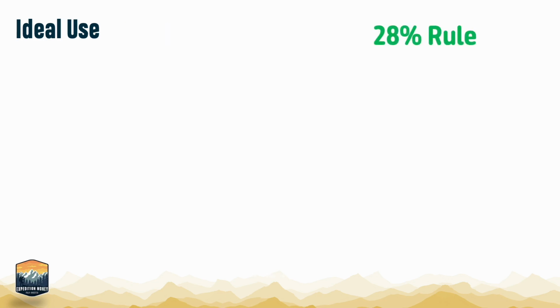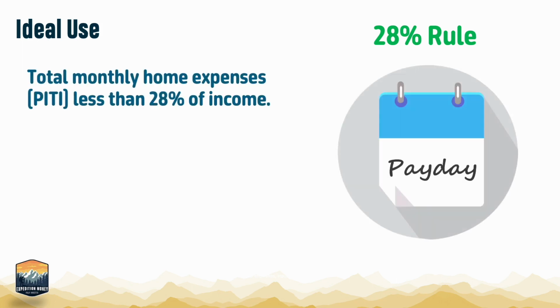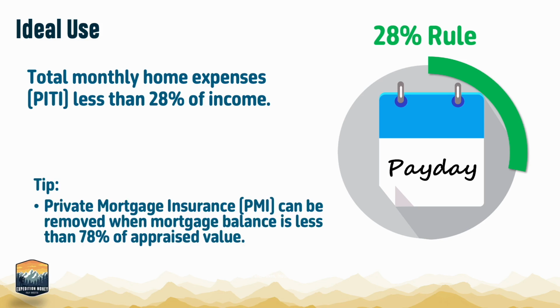And here's a rule of thumb that might help you avoid mortgage problems, the 28% rule. Ideally, your monthly home expenses, including mortgage payment, taxes, and insurance, should be less than 28% of your monthly income. And a quick tip, you don't need to pay private mortgage insurance, PMI, once your mortgage balance is less than 78% of your appraised value.